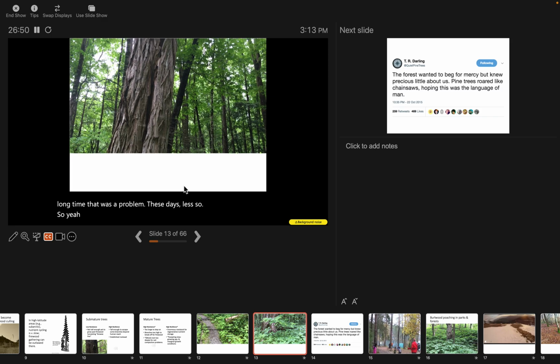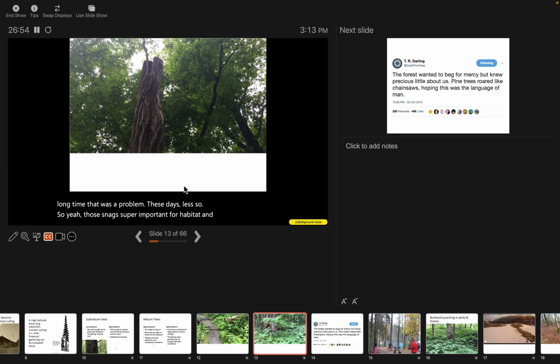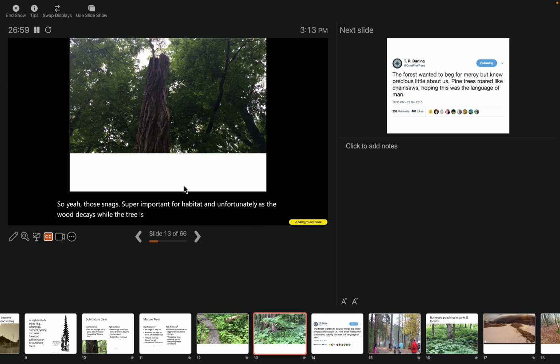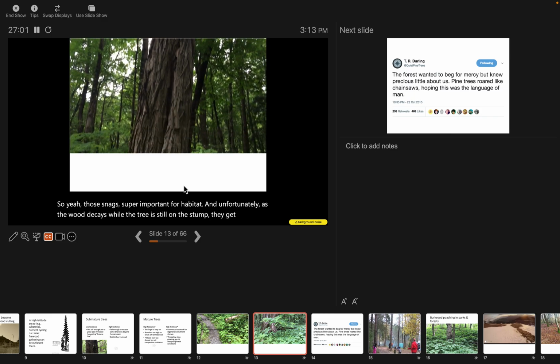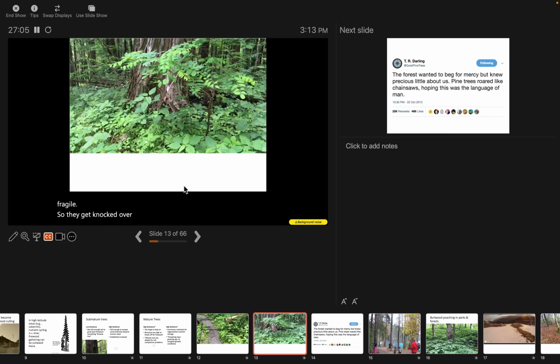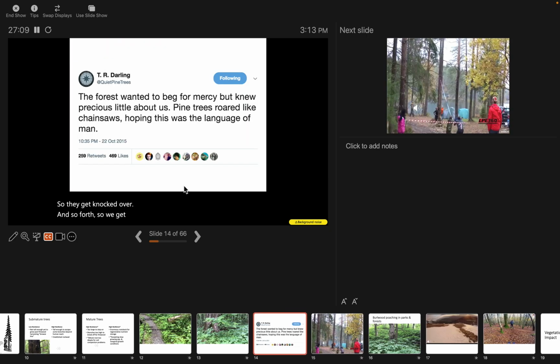So yeah, those snags, super important for habitat. And unfortunately, as the wood decays while the tree is still on the stump, they get really pretty fragile. So they get knocked over, and so forth. So we get quotes like this. The forest wanted to beg for mercy, but knew precious little about us. Pine trees roared like chainsaws, hoping this was the language of man.